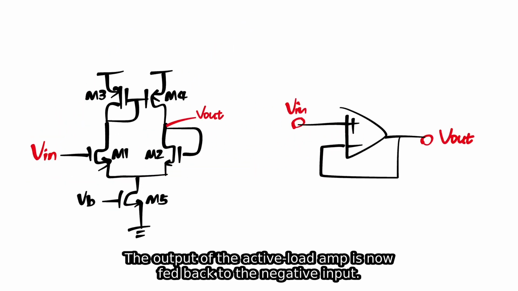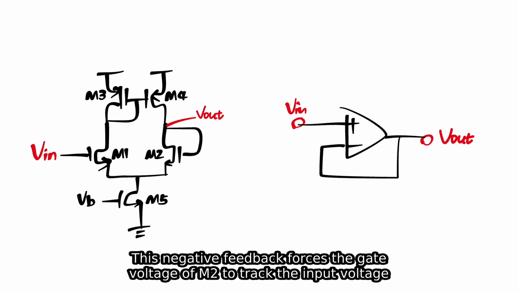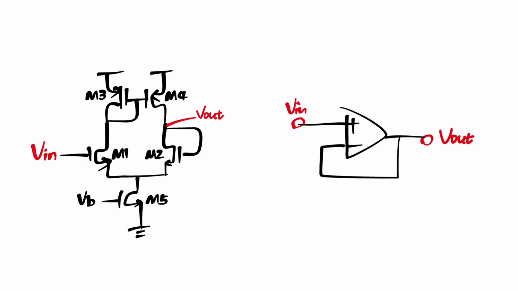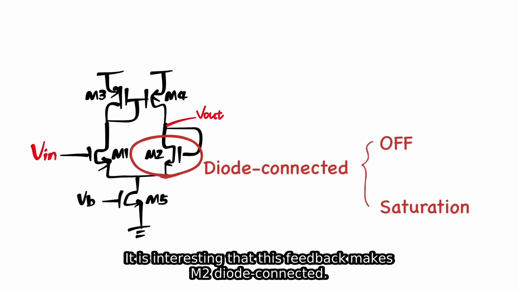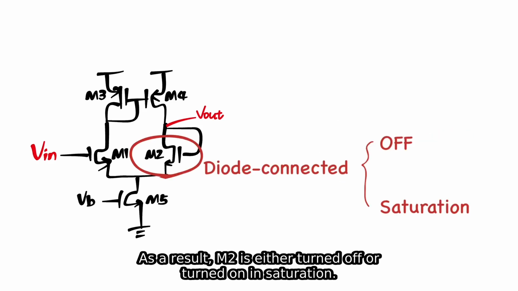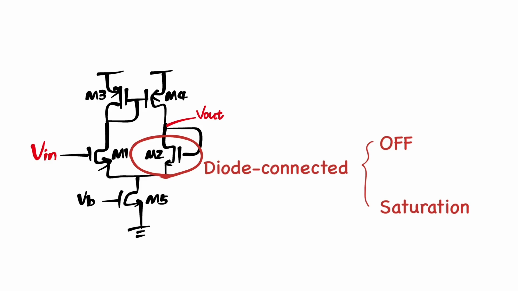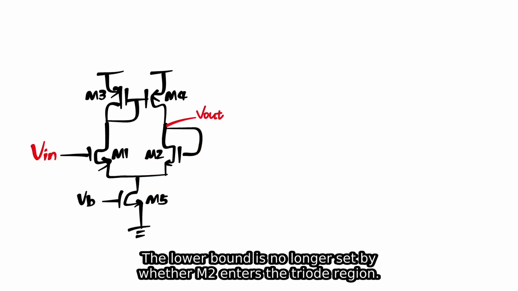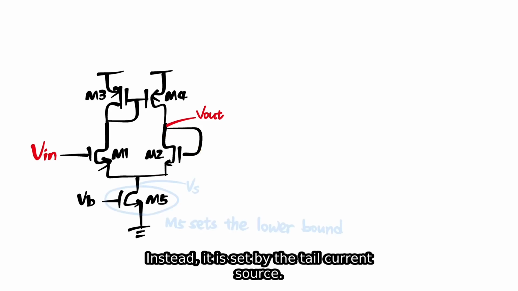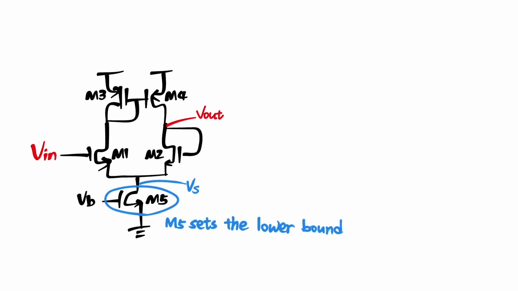The output of the active low amp is now fed back to the negative input. This negative feedback forces the gate voltage of M2 to track the input voltage at the gate of M1. It is interesting that this feedback makes M2 diode connected. As a result, M2 is either turned off or turned on in saturation. The lower bound is no longer set by whether M2 enters the triode region. Instead, it is set by the tail current source.